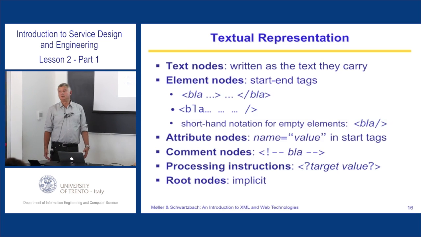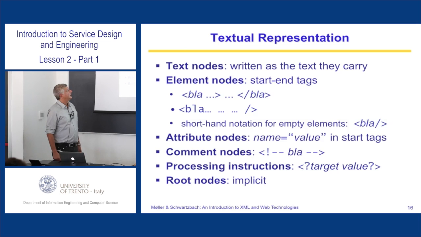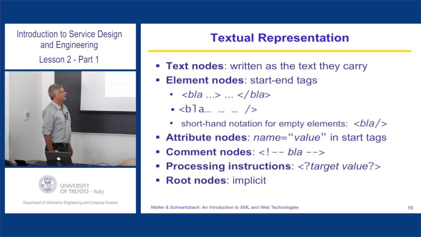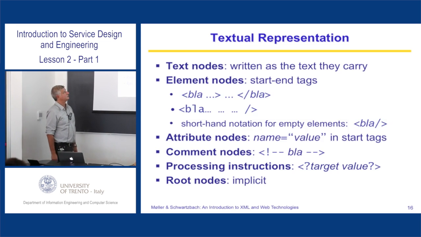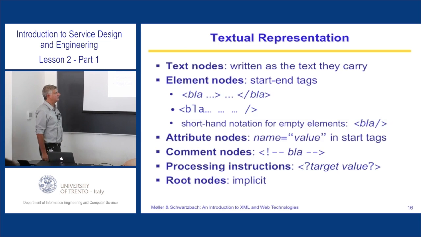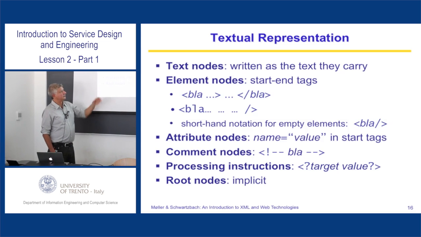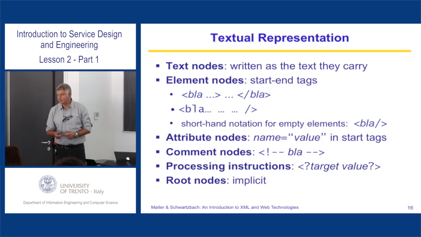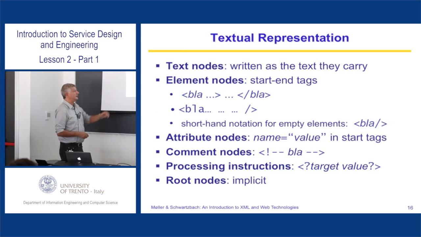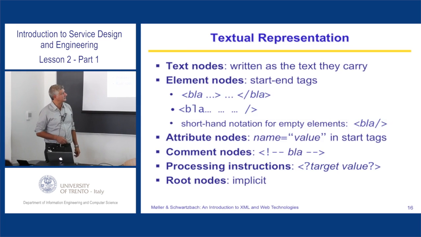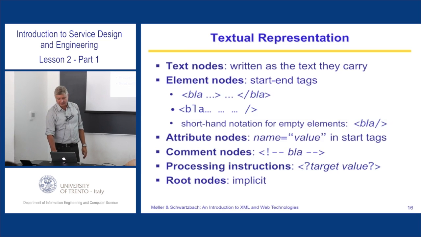The element nodes can be whatever you want. They need to be opened and closed, and there are two main syntaxes to do it, explicitly or implicitly, or even a shorthand notation for empty elements. For attribute nodes, you have to essentially specify a tuple, name plus value. Comment nodes have this particular syntax. Processing instructions have this other syntax with the question marks. And root nodes are implicit. But this is just syntax, so it's not very interesting.